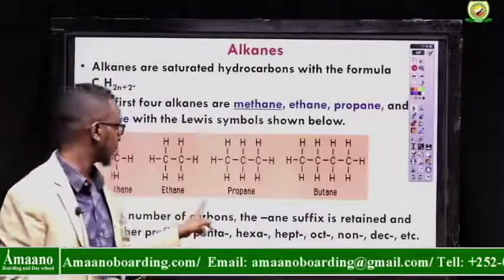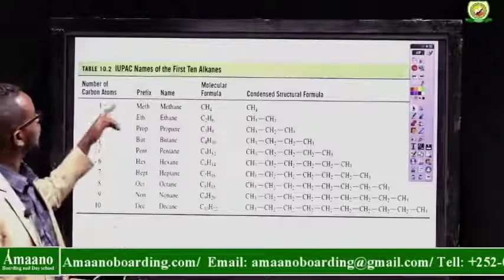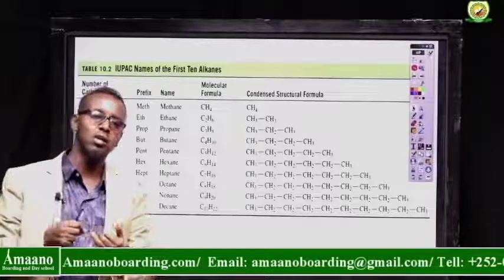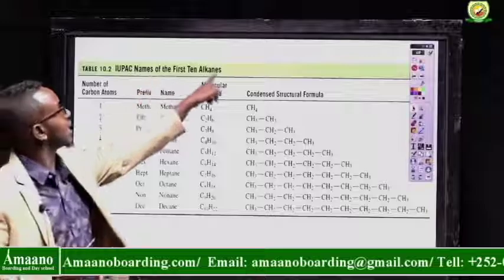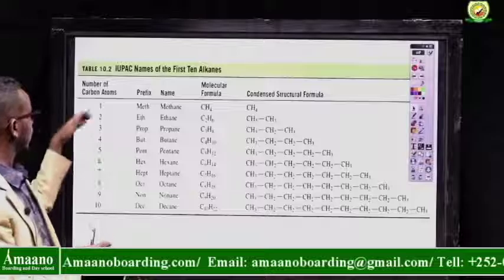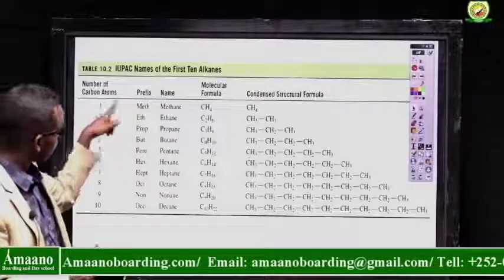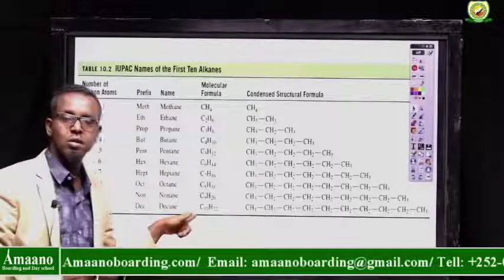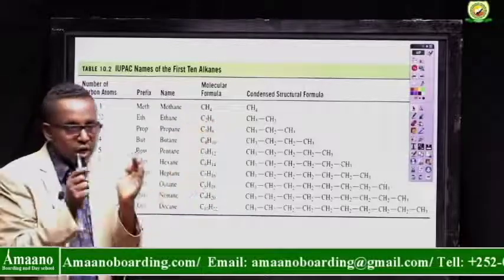So we can continue. Okay, here we have a table. This table indicates the IUPAC names. IUPAC means International Union of Pure and Applied Chemistry names. The first 10 alkanes, from methane to decane, so carbon number 1 up to 10. So this is the molecular formula. We came across the molecular formula. It is a very concise formula.